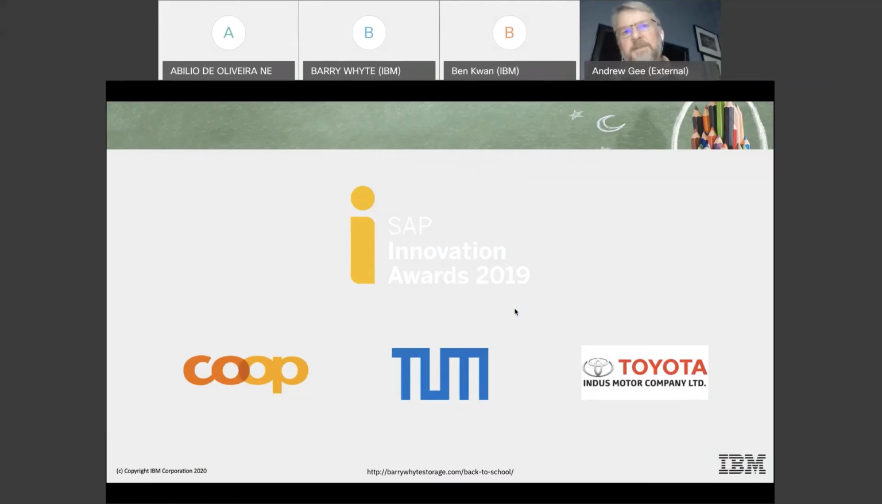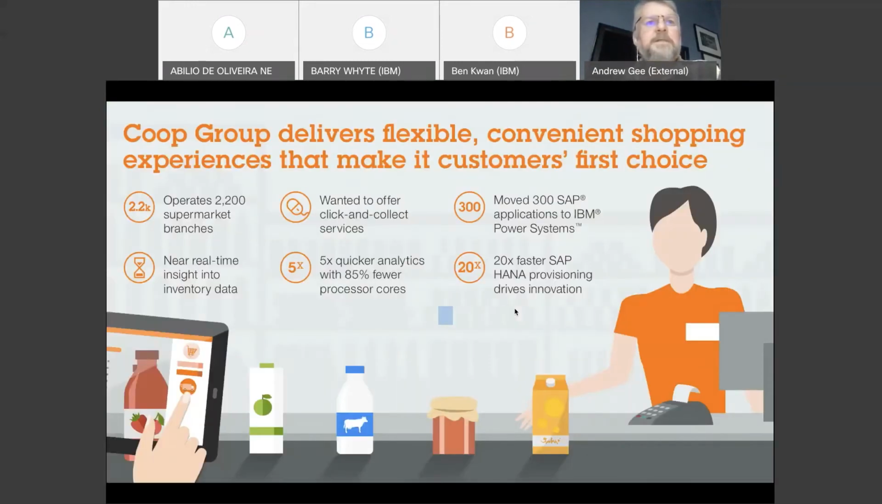These are some of the customers that have taken the SAP Innovation Awards, Coop, which is Switzerland, and Toyota, etc. We can get case studies and information on these. We'll just do a little bit on Coop or Co-op. I don't know how they pronounce it in Switzerland. It's a supermarket brand, operates 2,200 supermarket branches. They need real-time insight into data inventory. They want to offer click and collect.